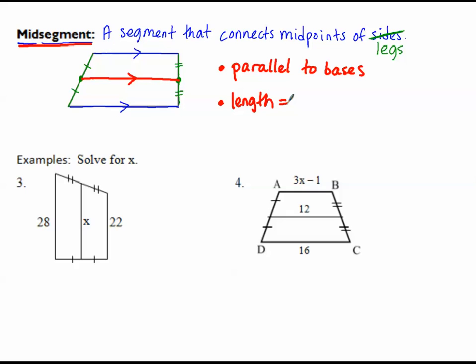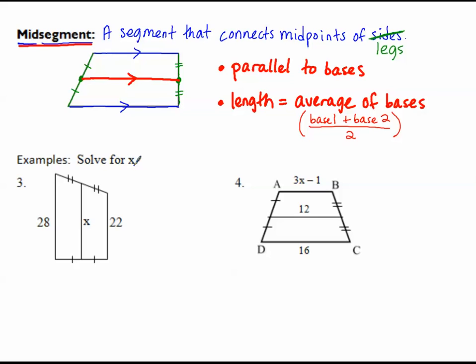exactly in between. How do we find exactly in between? We find the average. The length of the midsegment is the average of the bases. How do we do an average? Well, if we have two things, we add them, base 1 plus base 2, divided by 2. Average. Let's do some problems that deal with midsegment.